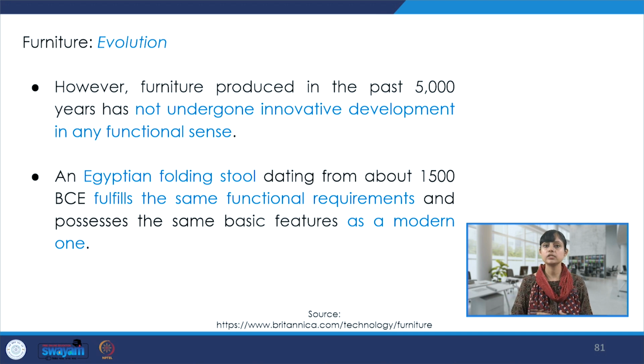An Egyptian folding stool dating from about 1500 BC fulfills the same functional requirements as what we see in the modern or contemporary one, as far as the functionality is concerned. But within that also, I would say the definition of ergonomics, the concerns again for environment, and some kind of unconventional treatment, whether it is parametric or 3D printed, etc. We do see those changes, of course.